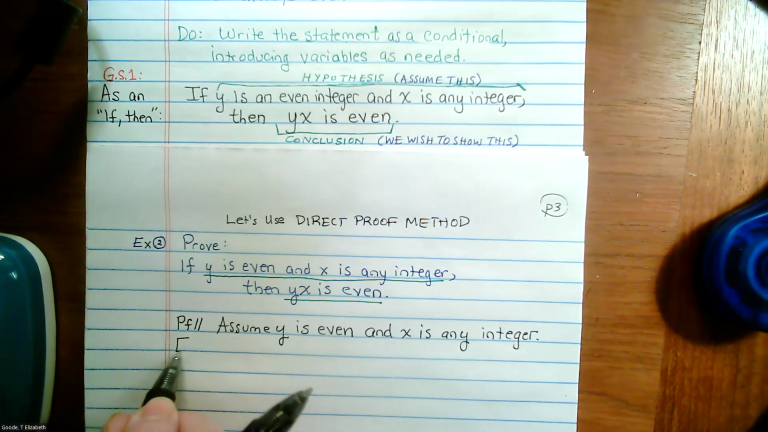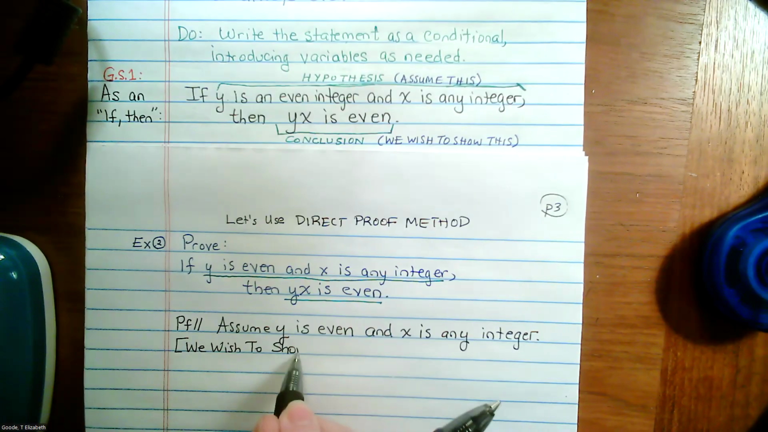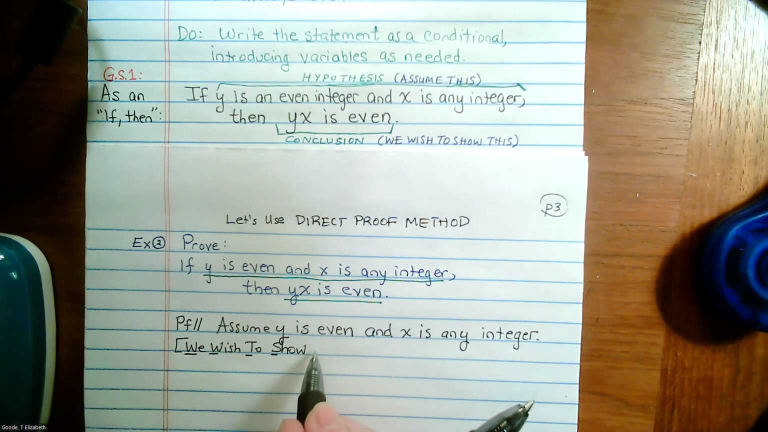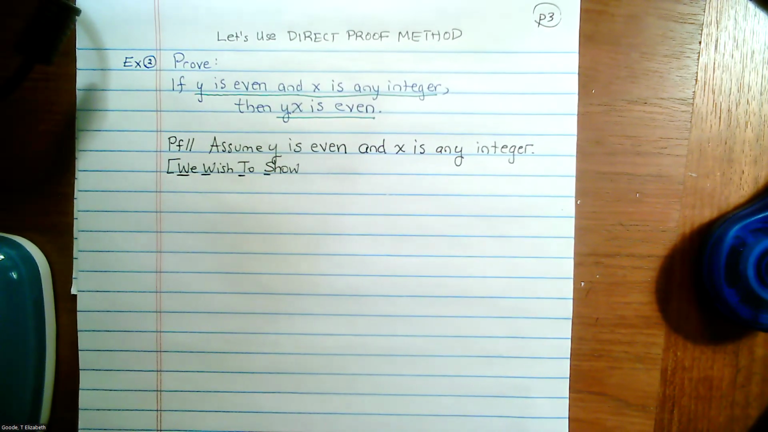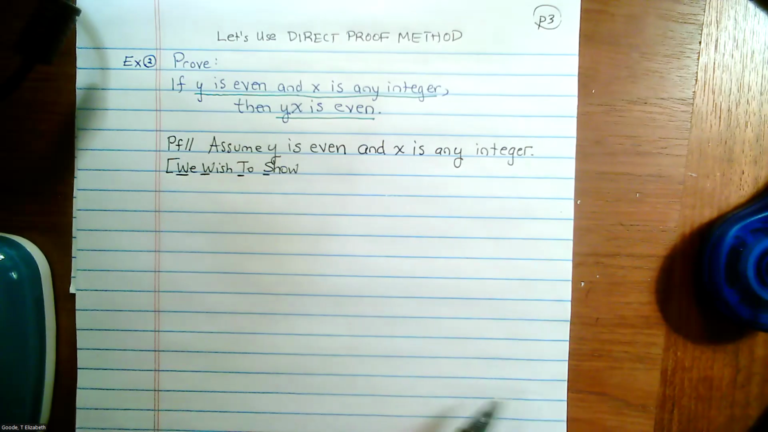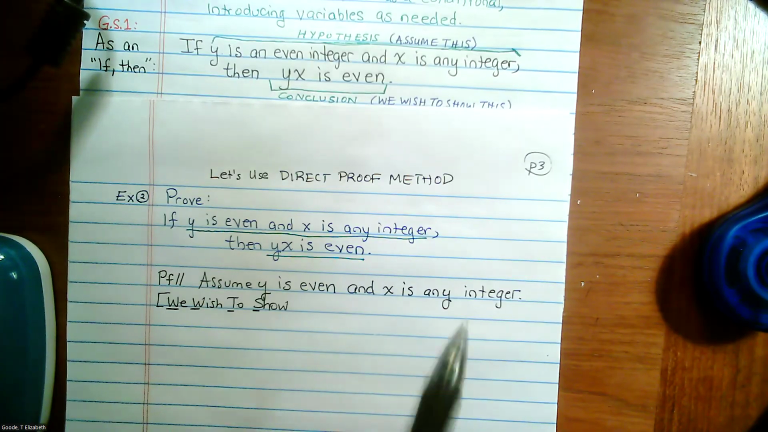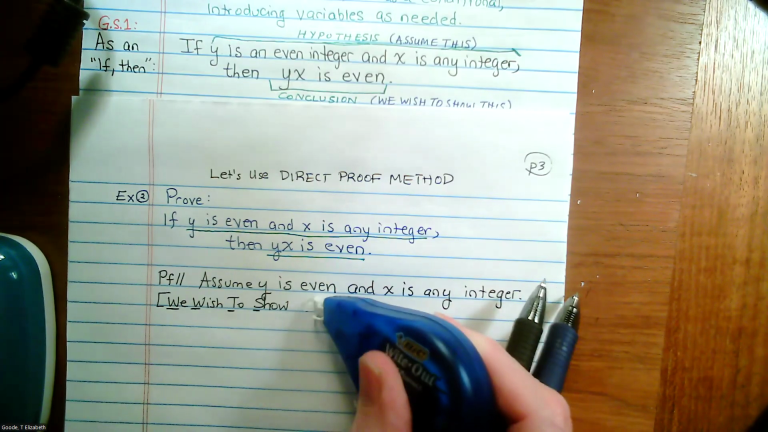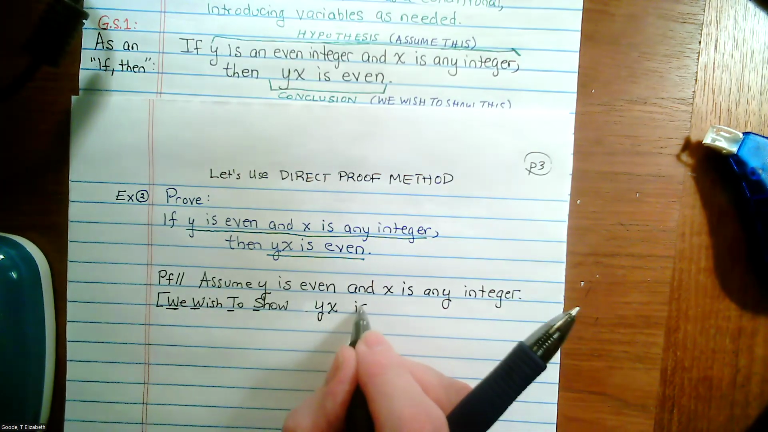Now, what's our wish? What do we wish to show? Let's just remind ourselves that we always want to include thinking notes regardless of the proof method so that we know what it is we're heading for. So, Divine, do you see what it is we wish to show? We wish to show the conclusion, which is yx is even. Great. I'll put it yx since you put y as an even number. It'll be a little prettier too with the algebra. We wish to show yx is even.